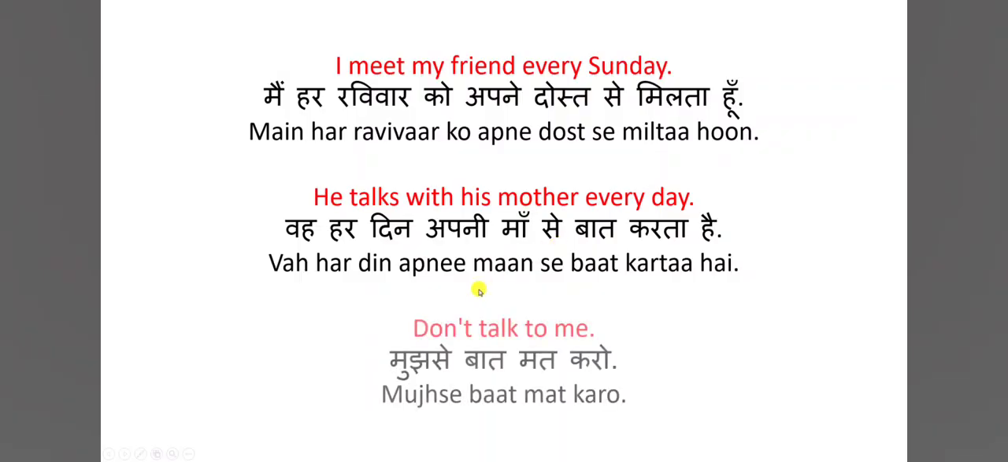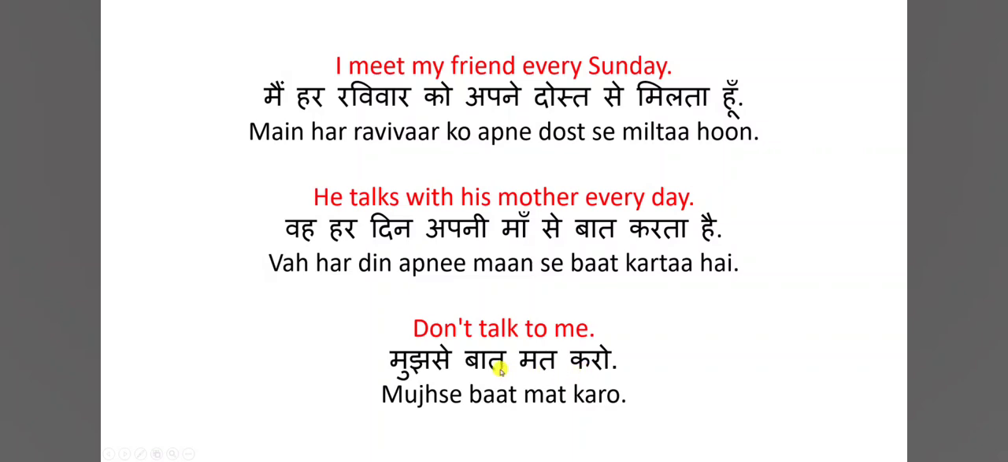Okay? One more example. Don't talk to me. मुझसे बात मत करो. Here मुझसे is to me. Okay? मुझसे say. Even though to is ko and to me is mujhko, we do not use it because the verb in the sentence is talk. Since the verb in the sentence is talk, we use say with the object. So mujhse.